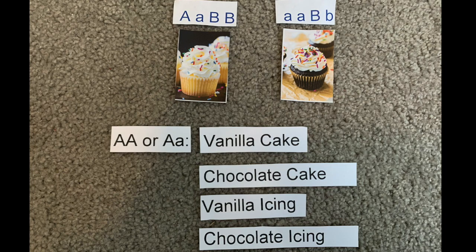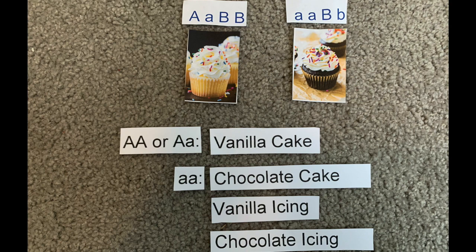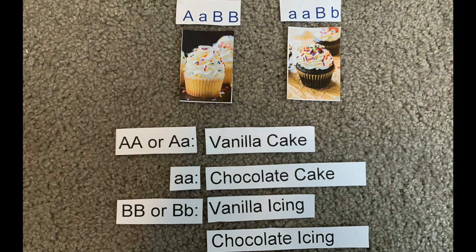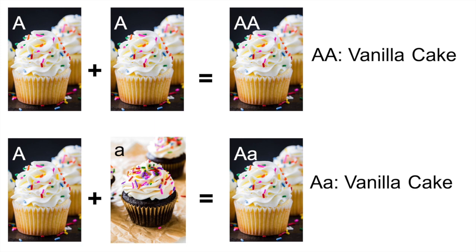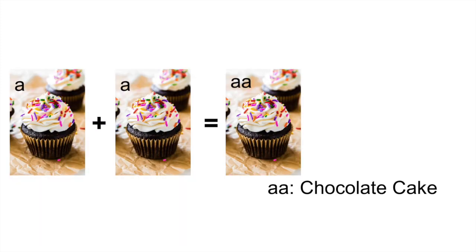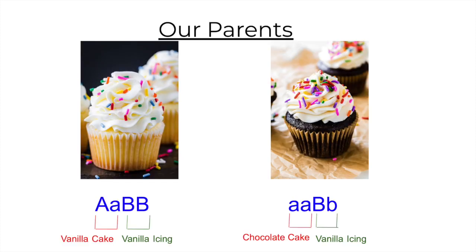Let's say big A represents vanilla batter and the little a represents chocolate. Big B represents vanilla icing and the little b represents chocolate icing. A capitalized ingredient has such a strong taste that, even when paired with a non-capitalized ingredient, we will always taste the capitalized ingredient. In order to taste the recessive or uncapitalized ingredients, we will need two of those ingredients. Remember, our ingredients are passed down from our parents, and it may make it difficult for us to get to the end of our pathway.